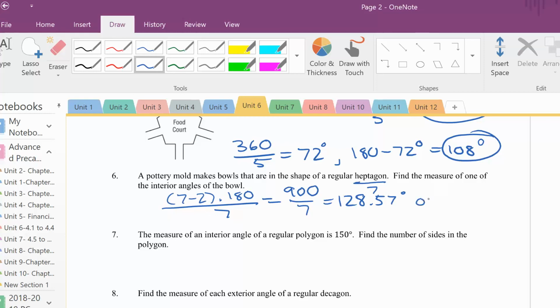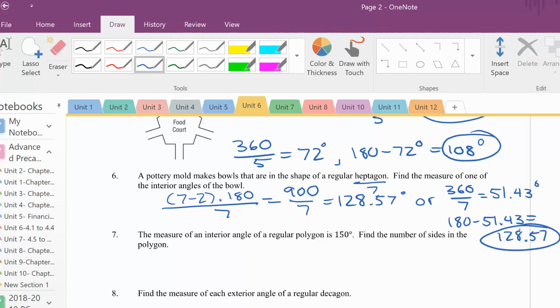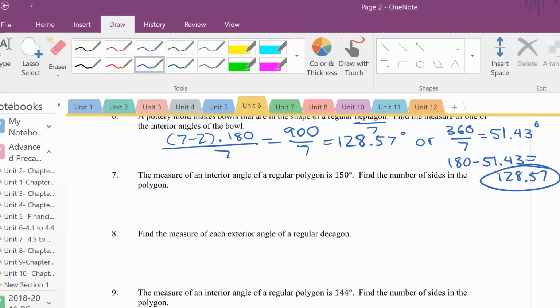Or you could have done 360 divided by 7, which is equal to 51.43, and then said 180 minus 51.43 is equal to 128.57. Either way is fine.